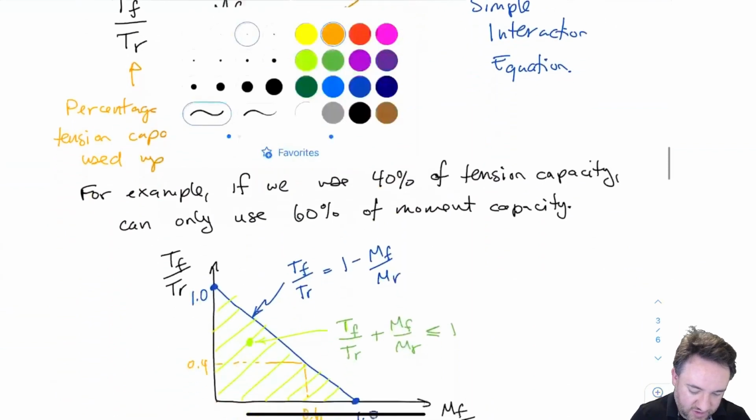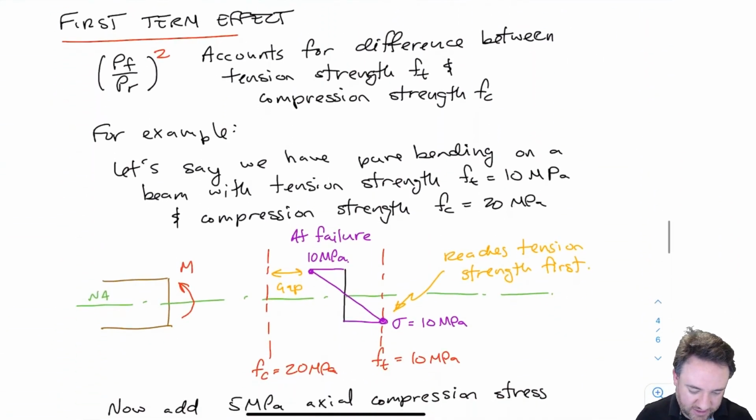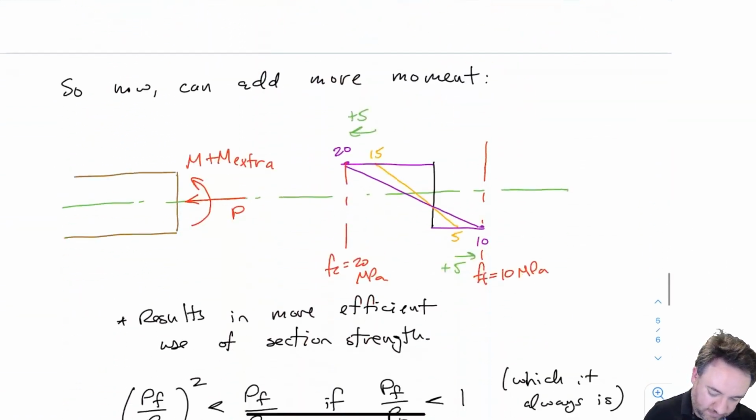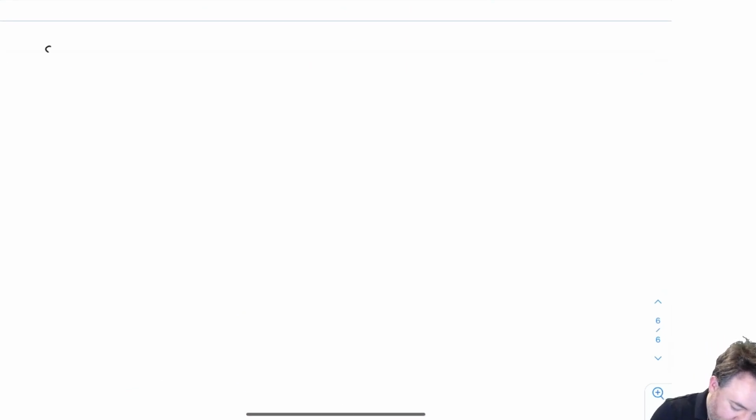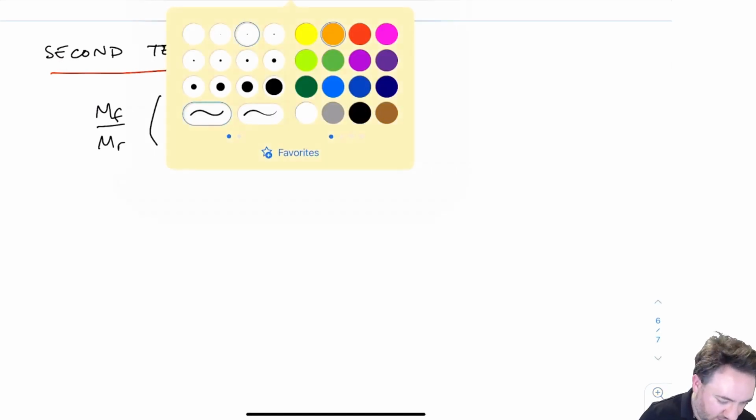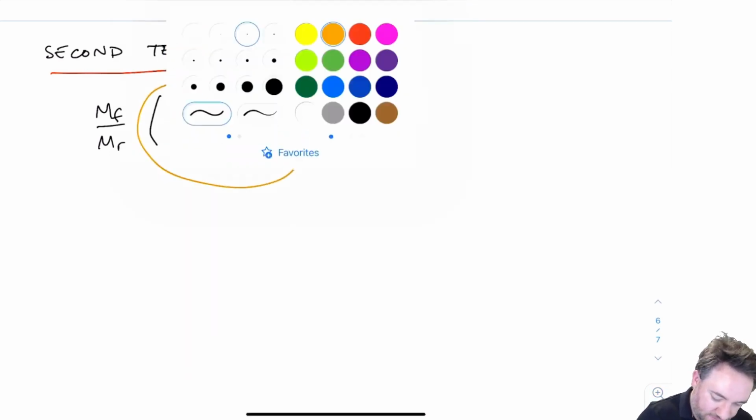So here in the previous video, we talked about tension and bending interaction and the first term effect, which was the PF over PR squared. So now we're going to continue and talk about the second term in the interaction equation. This is what that second term looks like, if we recall. And this is the amplification term.